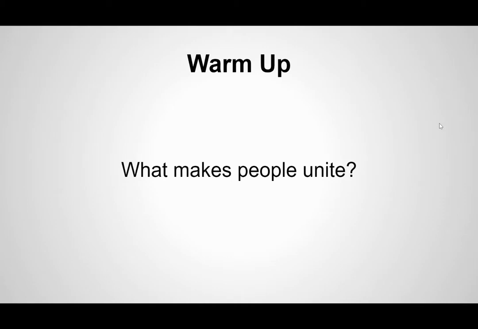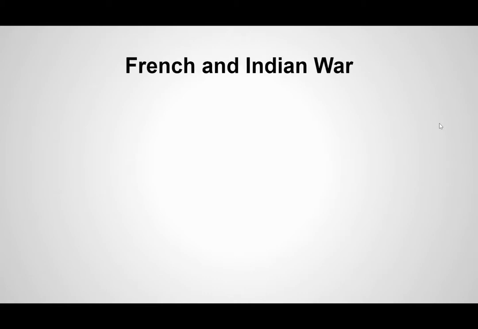And today we're going to learn how Britain started to be considered an enemy of the colonies by talking about the French and Indian War. So the French and Indian War is also known as the 7 Years' War. It was called the 7 Years' War in Europe, and it was actually a war that had started in Europe and then kind of spilled over to the colonies.